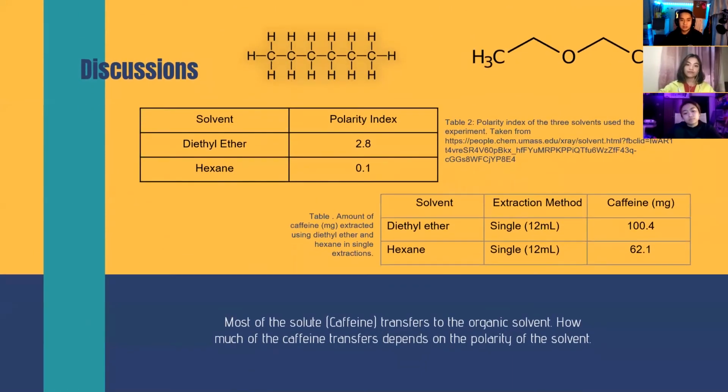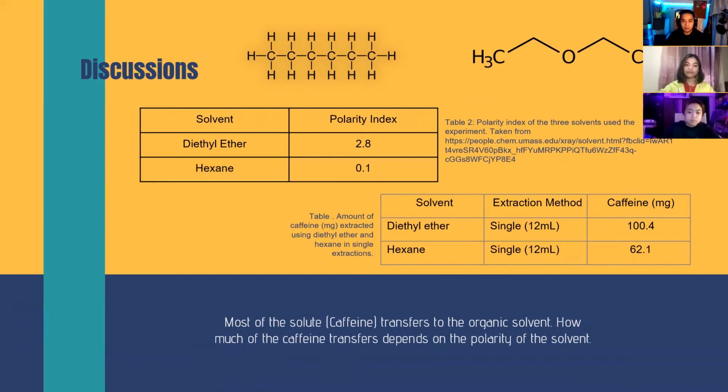For the discussions, to extract caffeine from tea leaves, solid-liquid extraction is done by boiling tea bags in water to create a solution. The caffeine in the solution can be extracted using an organic solvent in liquid-liquid extraction. In this experiment, hexane and diethyl ether are used as they are immiscible with water. Since the extraction solvent is less dense than water, an organic and aqueous layer is formed in the separatory funnel when the solvent is added. Most of the solute, the caffeine, transfers to the organic solvent.